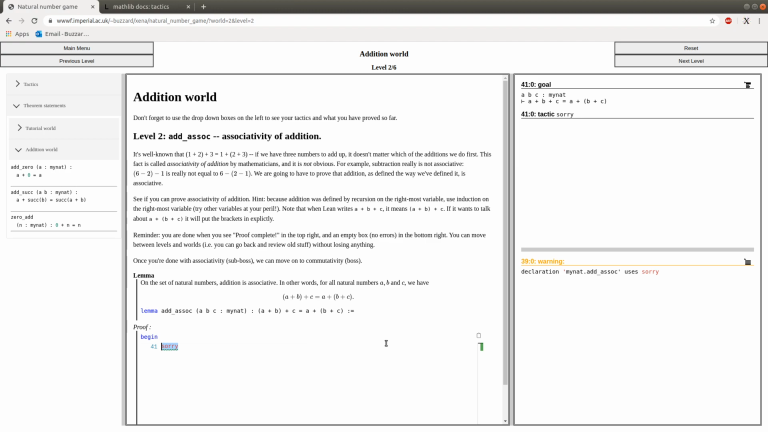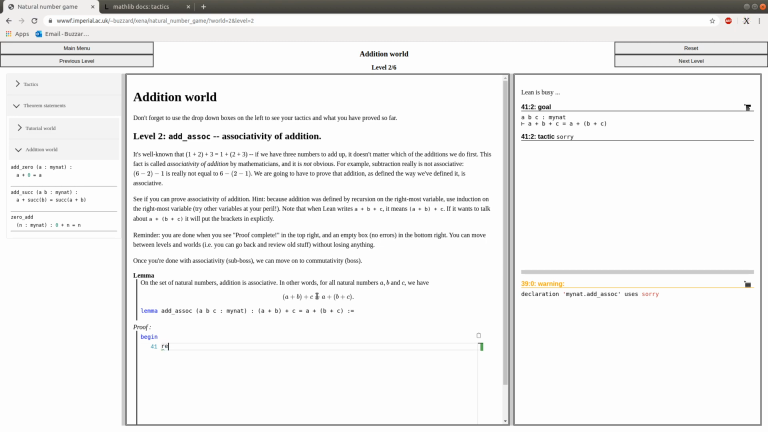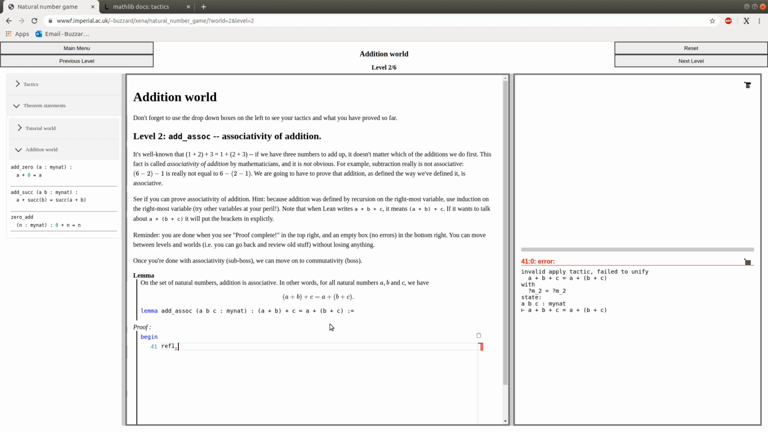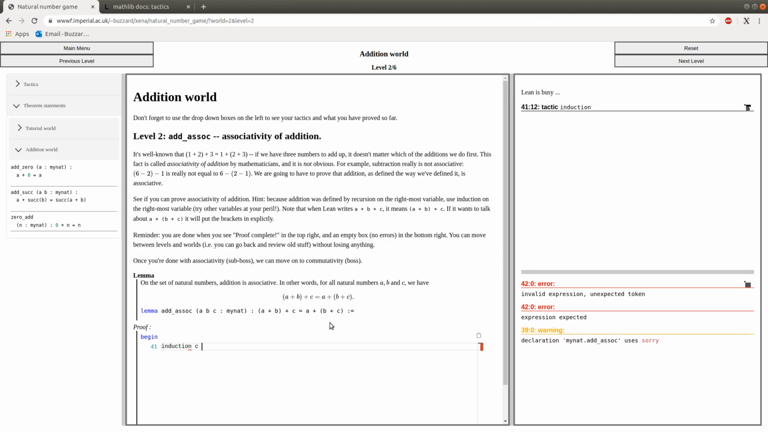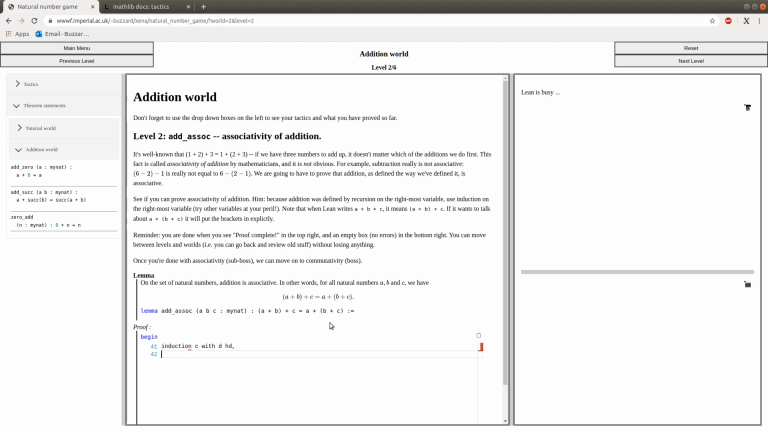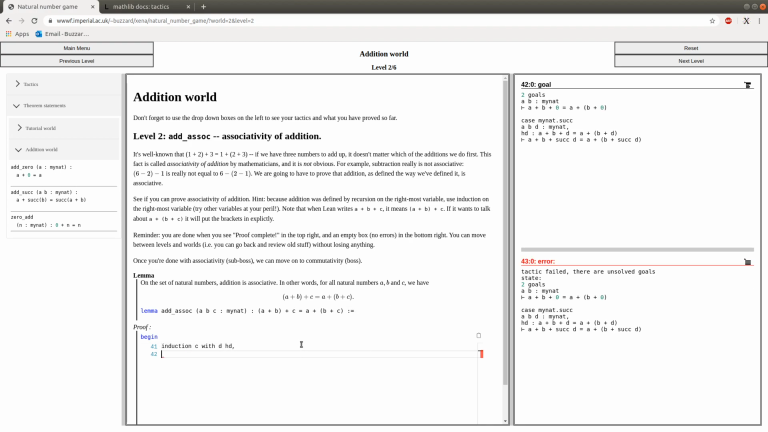What have I got to do now? I've got to prove associativity of addition. A plus B plus C is A plus B plus C. If you're a mathematician, you're just like, well, obviously that's going to be true by definition or something. But it's not. I guess we need to prove it by induction. Induction C with hd. At some point, it doesn't matter what variable you do induction on.